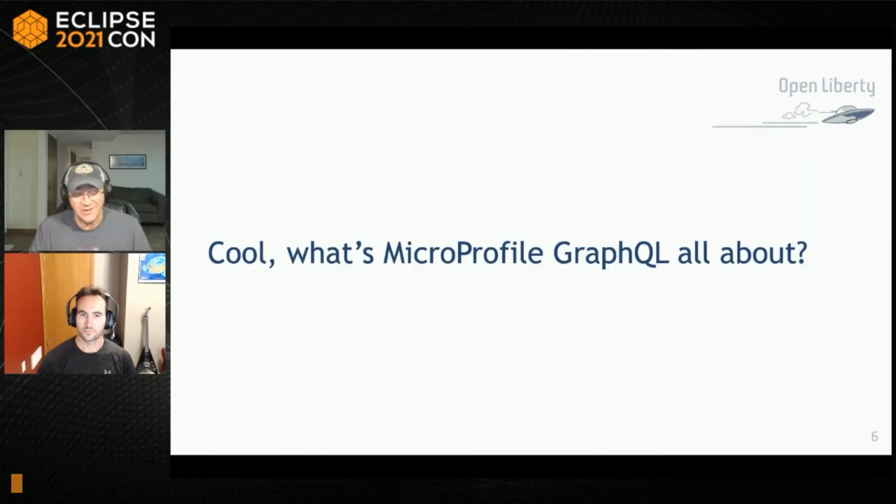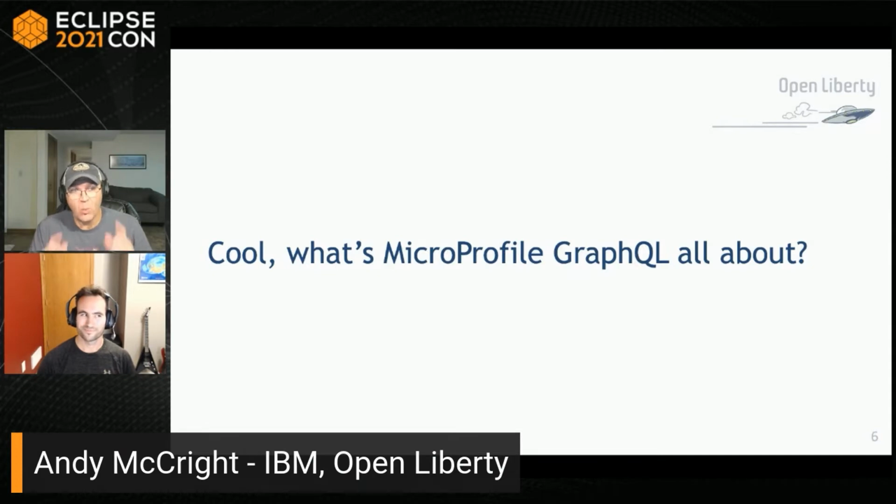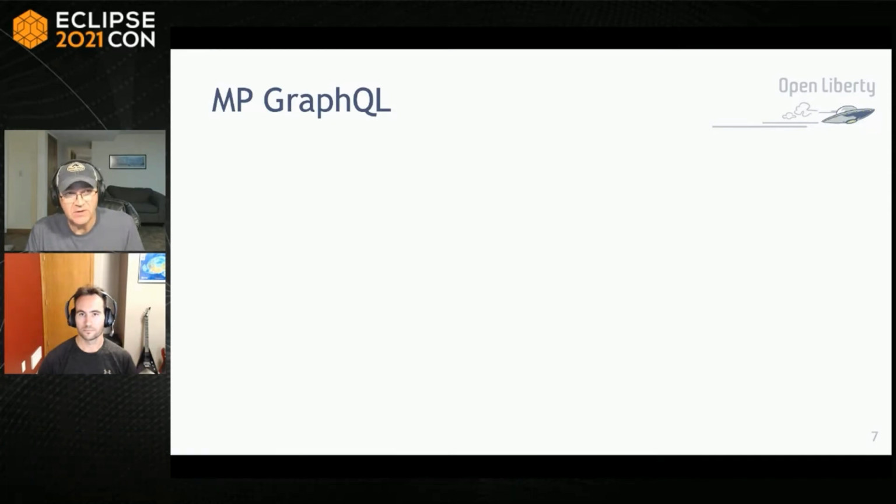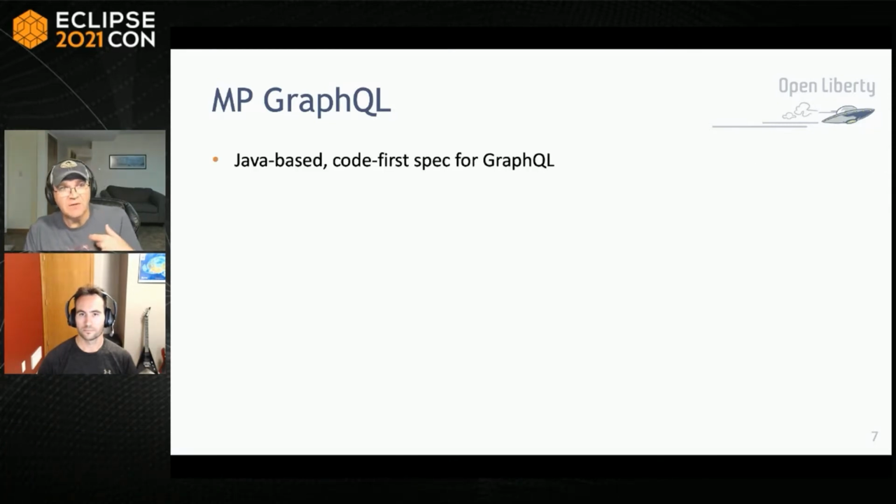Cool. So now that we're experts on JPA, what's this MicroProfile GraphQL stuff all about? So GraphQL has been around for a few years. It was invented by Facebook. MicroProfile is a community that runs under the Eclipse Foundation, and the GraphQL project is a Java-based code-first spec for GraphQL. So basically, there's a GraphQL spec, then there's a MicroProfile GraphQL spec.